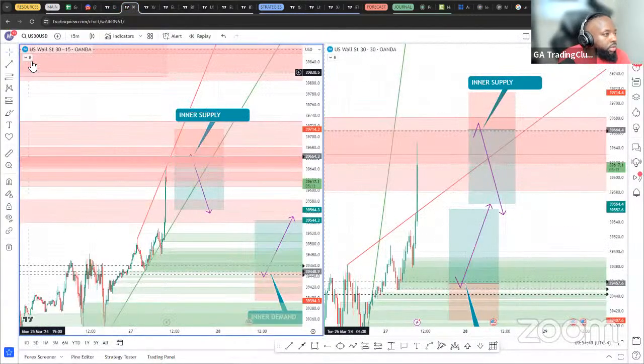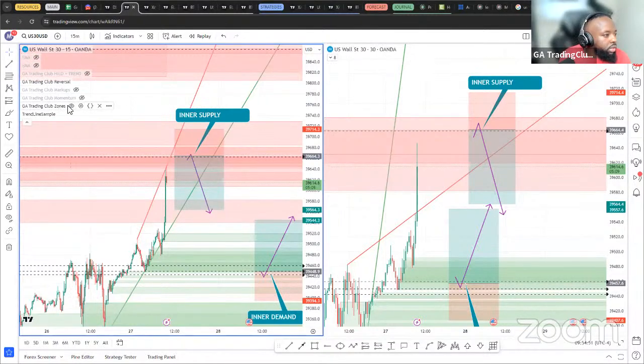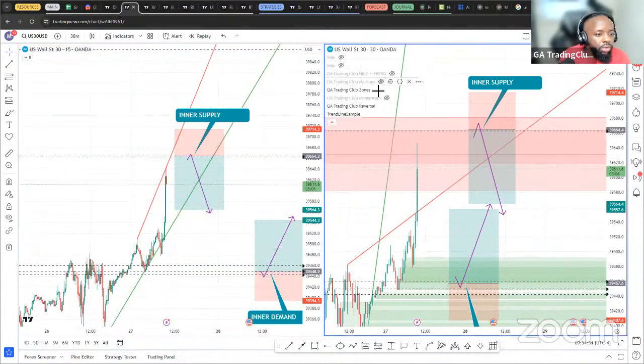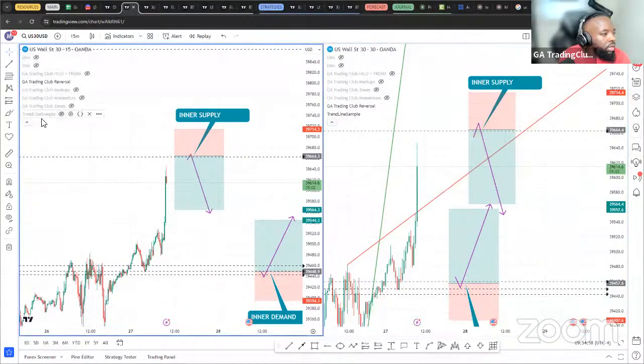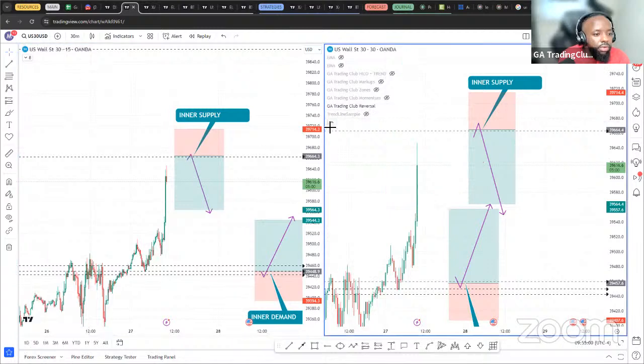So this is for US 30. Let me turn these zones off for now. Even this trend line, just turn it off.